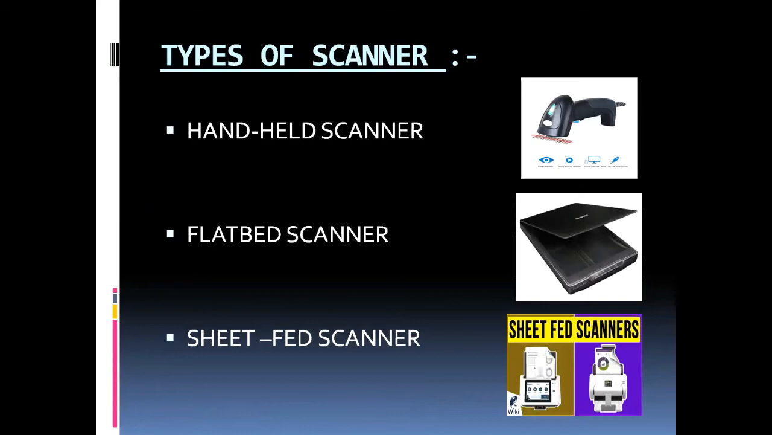Number one is a handheld scanner. A scanner that is held in the hand and passed across the images to scan is termed a handheld scanner. It is very small in size. Handheld scanners are less expensive but require a steady hand to get clear images. It is a scanner that is moved by hand over the material being captured.